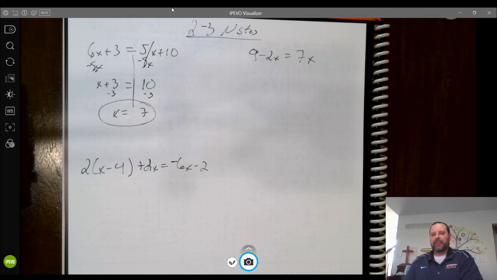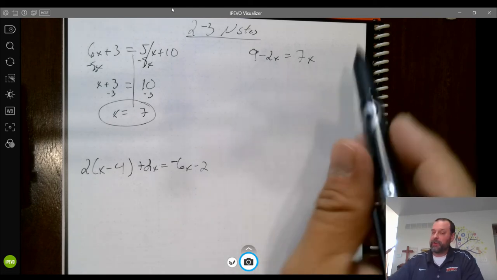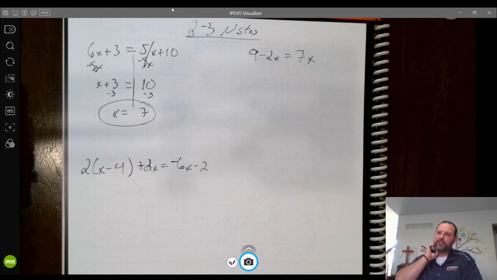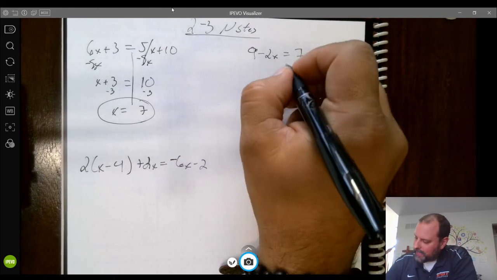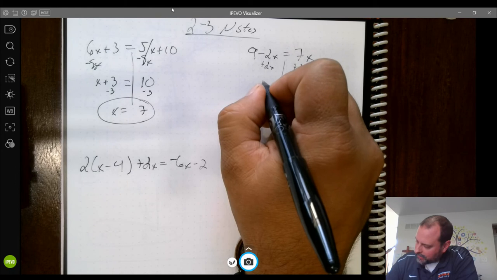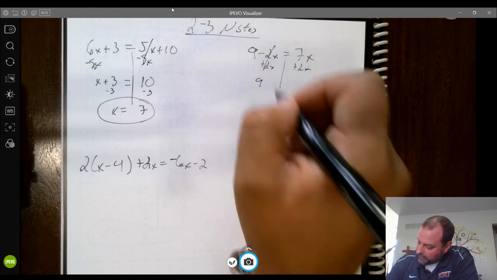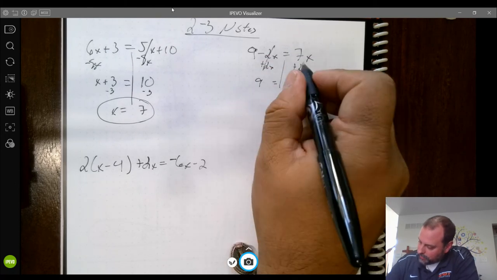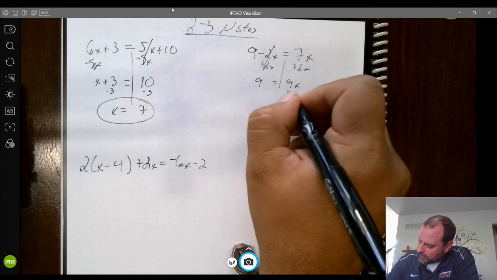Okay. Second one just looks different. That's really it. So a lot of people like to move this over. I'm going to show you that in a second. But first, my suggestion again is to move the smaller of the variables. So negative 2 is smaller. Therefore, you add 2x to both sides. And we get 9. Those cancel. Equals 7 plus 2 is 9x.